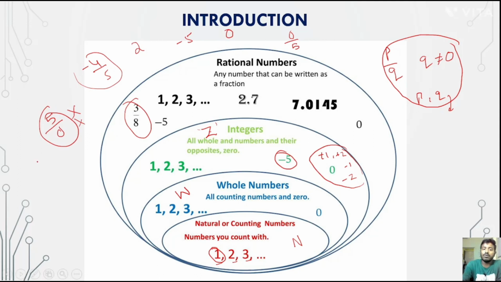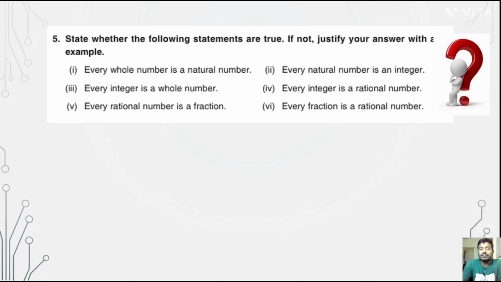Understand? Now, state whether the following statements are true. If not, then justify your answer. First, every whole number is a natural number. False, because in whole numbers there are 0, 1, 2, 3 and so on, but in natural numbers only 1, 2, 3 and so on. Yes or no? Every whole number, that means 0 as well, is 0 a natural number? No, so the statement is false.